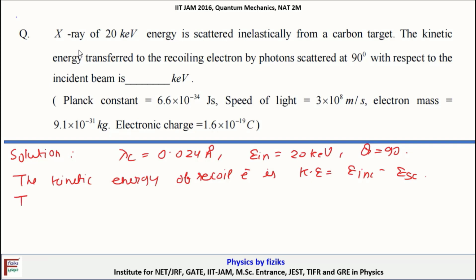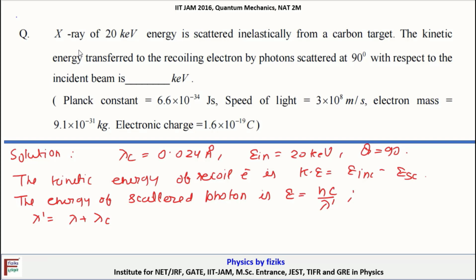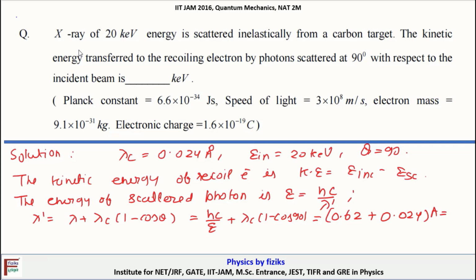is the energy of the scattered photon, which is hc by lambda dash, whereas lambda dash equals lambda plus lambda c into (1 minus cos theta), which equals lambda is hc by E plus lambda c (1 minus cos 90), which is turning out to be 0.62 plus 0.024 angstrom, equals 0.644 angstrom.